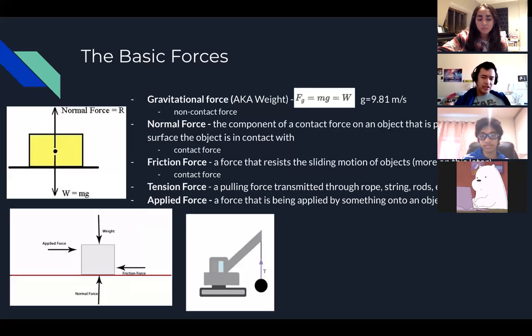There's also a tension force. Tension is this pulling force that's transmitted through something like a rope, a string, or a rod, or a spring for that matter. And an applied force is a force that is being applied onto an object. For example, if you're pushing an object, the force that you're pushing it with is going to be the applied force, as we can see in the lower left-hand drawing.